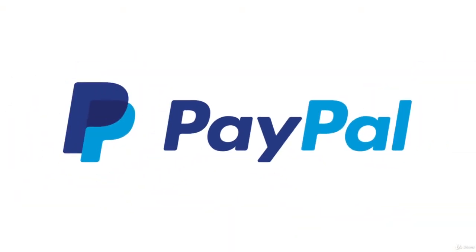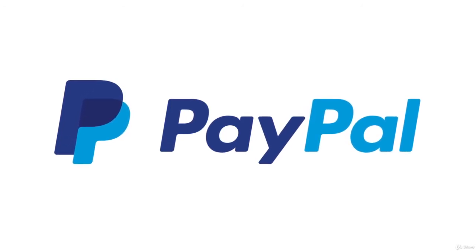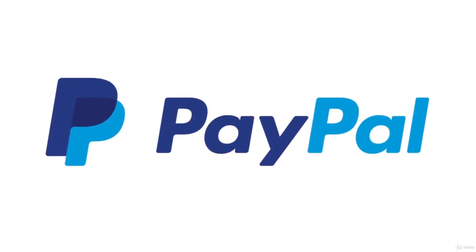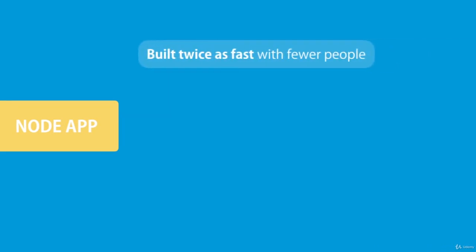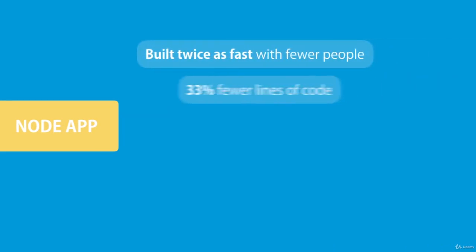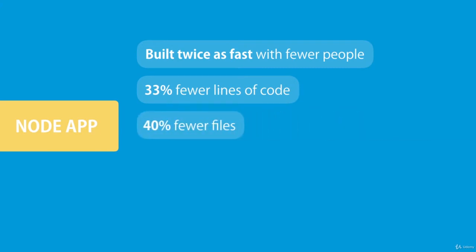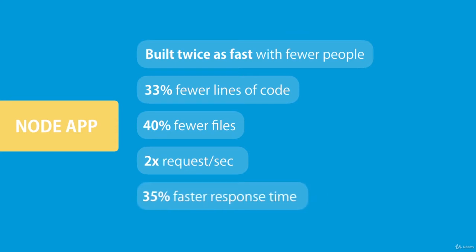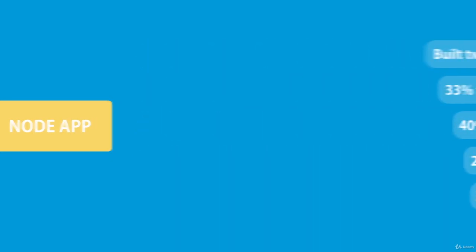In fact, at PayPal, they rebuilt one of their Java and Spring-based applications using Node, and they found that the Node application was built twice as fast with fewer people, in 33% fewer lines of code, and 40% fewer files. And more importantly, they doubled the number of requests served per second while decreasing the average response time by 35%. So Node is an excellent choice for building highly scalable services.